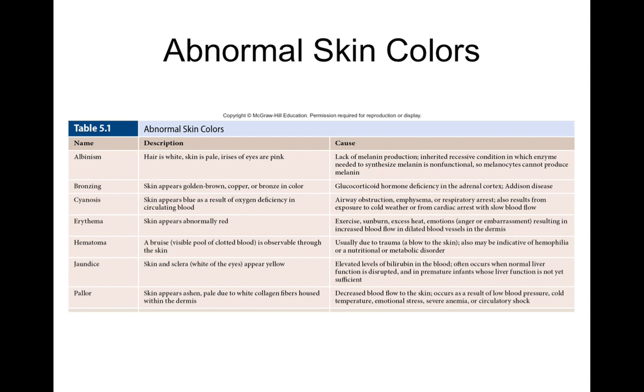What about albinism? Not just white though, because there's a difference between pallor and albinism. It's a real lack of melanin. Good. Albinism is a complete lack of melanin. How is it different from pallor? Pallor is temporary. Good. It's due to a decrease in blood flow, and that's more of a temporary whitening or lightening of skin.